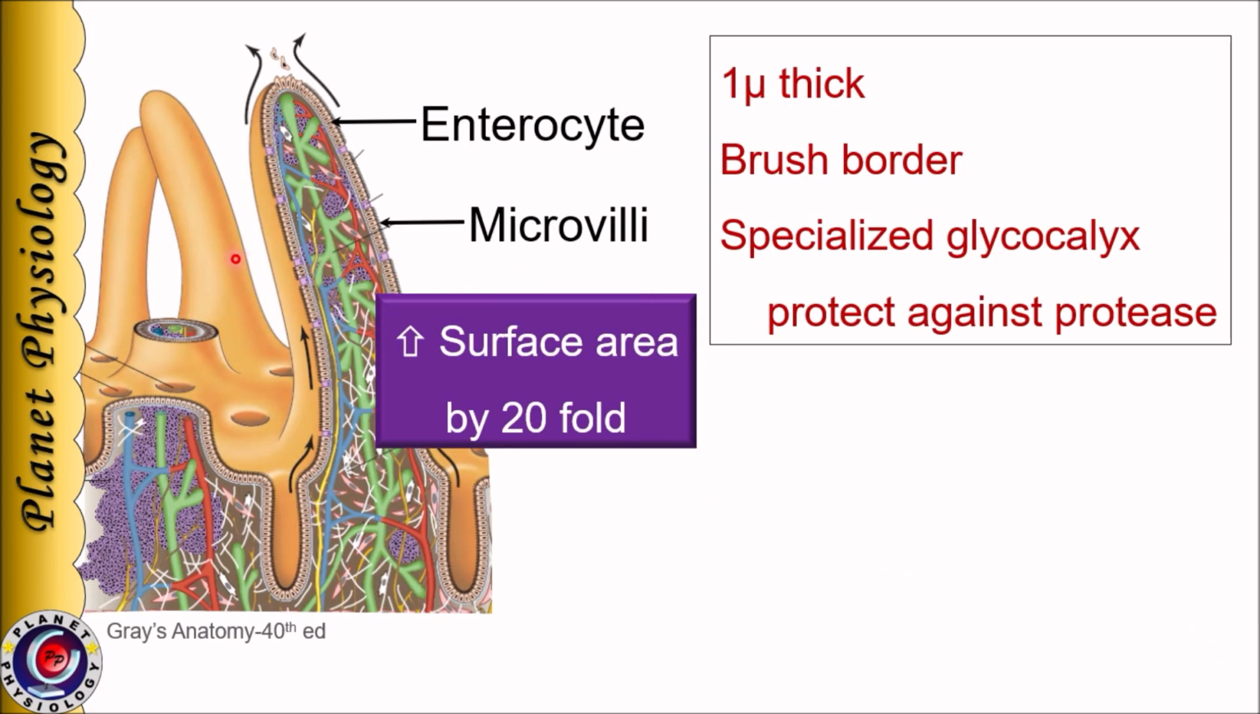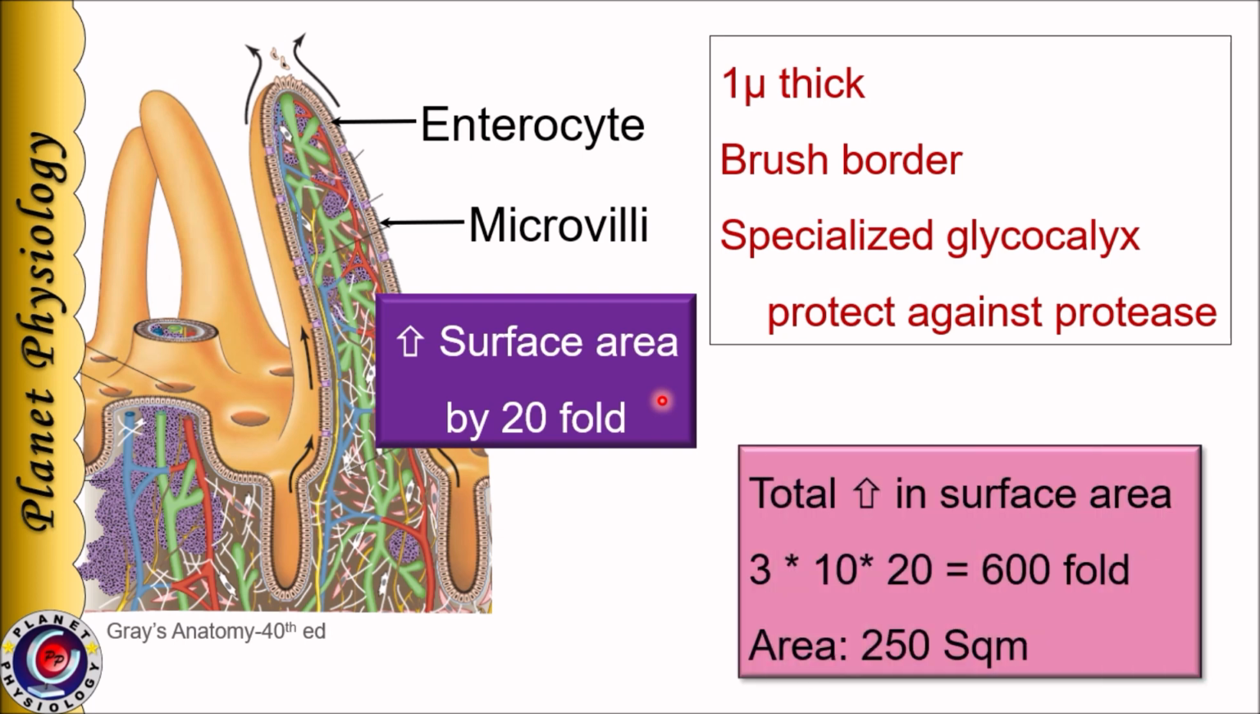Shown in this picture, these are villi. This is the single villus which is cut open to reveal the internal structure. Each villus is lined by a layer of columnar epithelial cells called as enterocytes. Each enterocyte has minute small projections on their apical surface called as microvilli. These microvilli are 1 micron thick and constitute brush border of small intestine. They further increase the surface area available for absorption by 20 times.